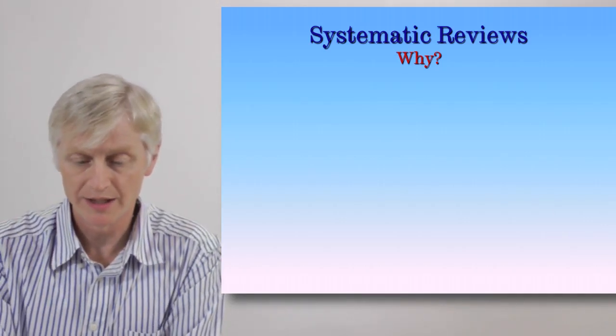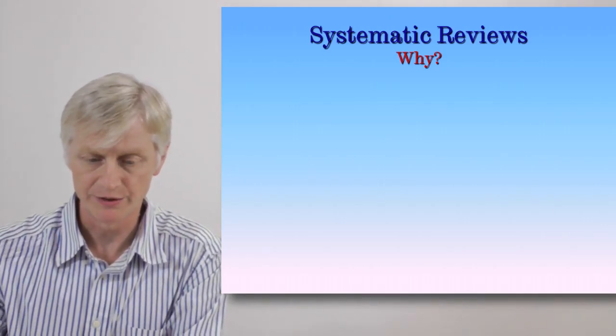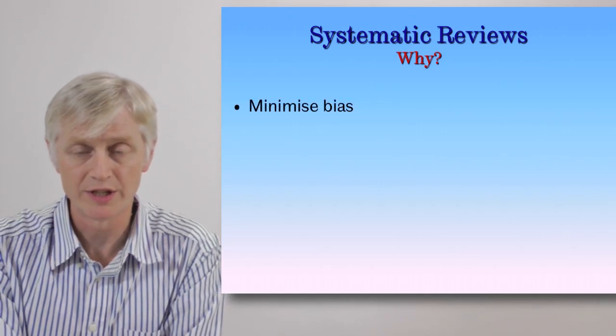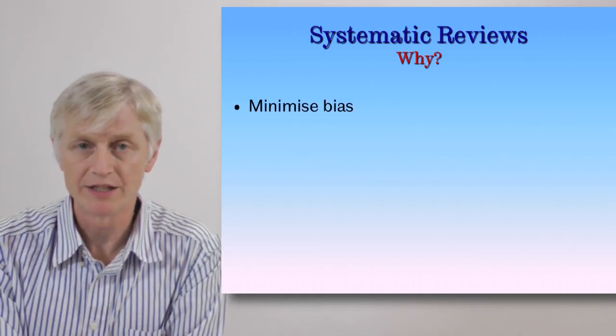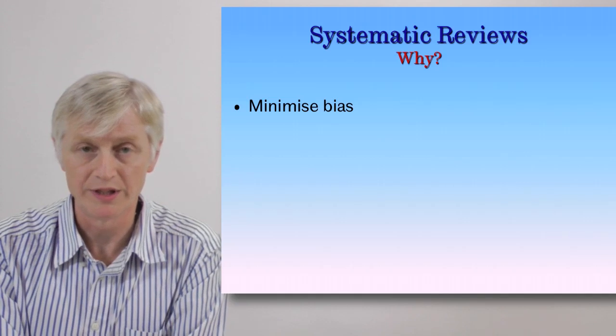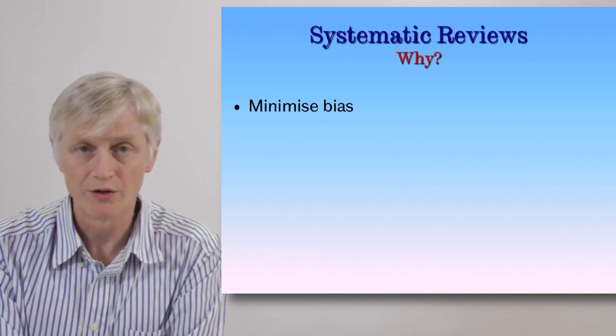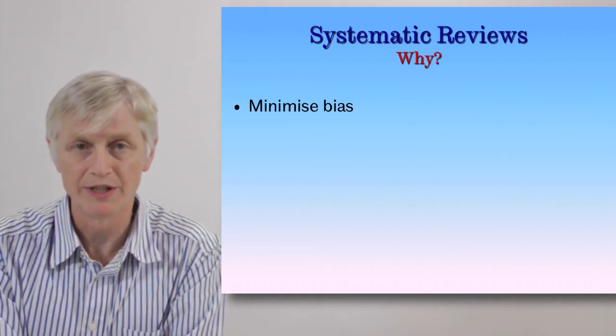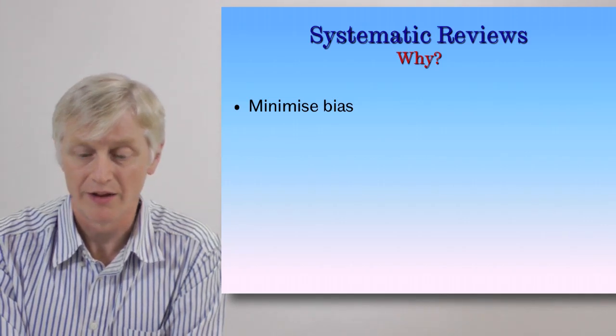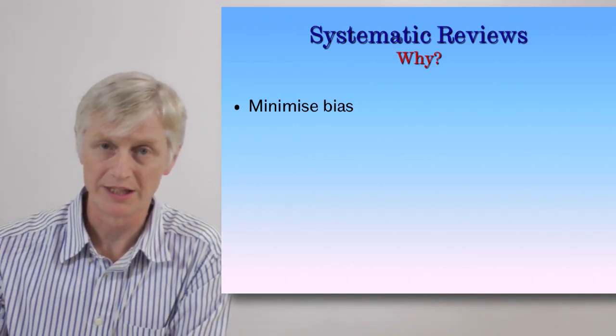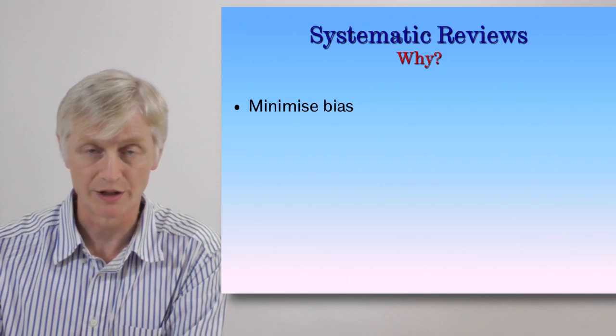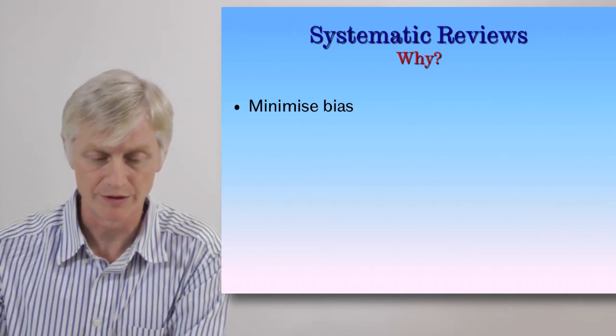So why do we undertake systematic reviews? Well, as I've already said, the main reason for undertaking a systematic review is to minimize bias. Because it is carried out in an open and explicit way, you are able to determine exactly why authors have included or excluded studies in the review.